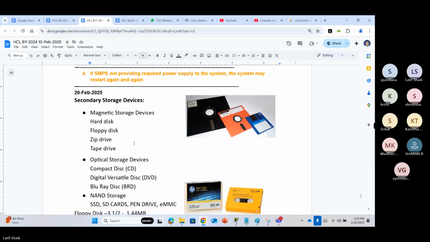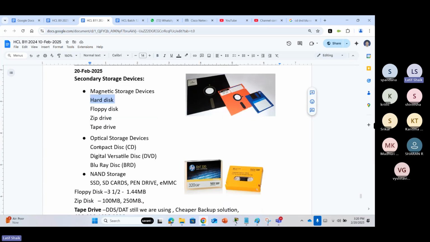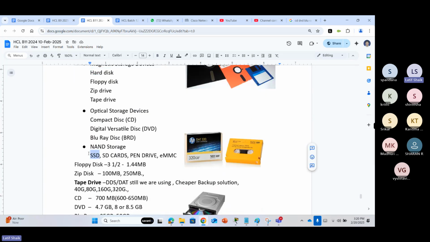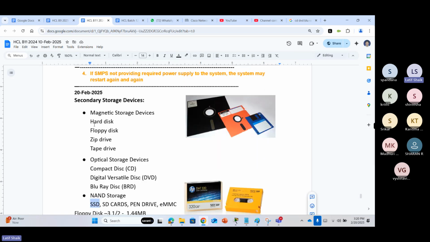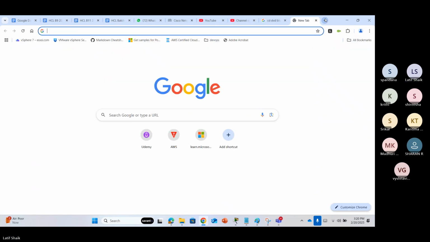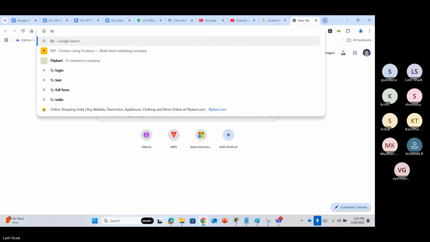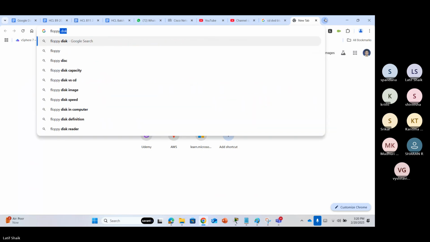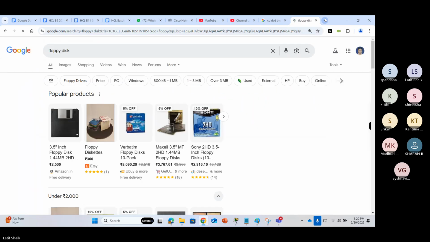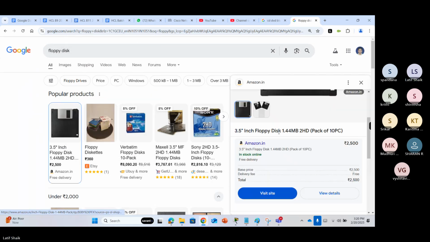Yeah. Guys, once again, secondary storage devices. I will explain about hard disk and SSD separately, and I am going to explain the remaining things. This is a floppy disk. Floppy disk, a pack of 10.